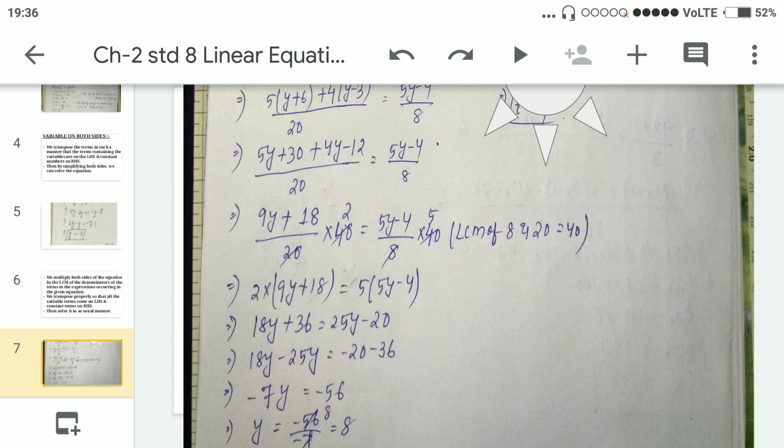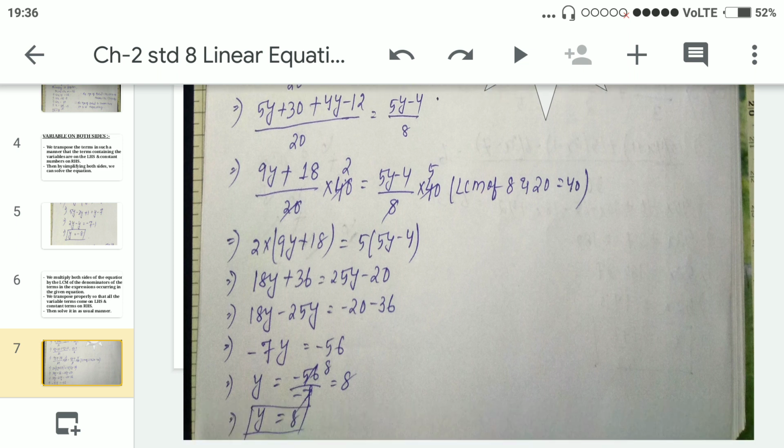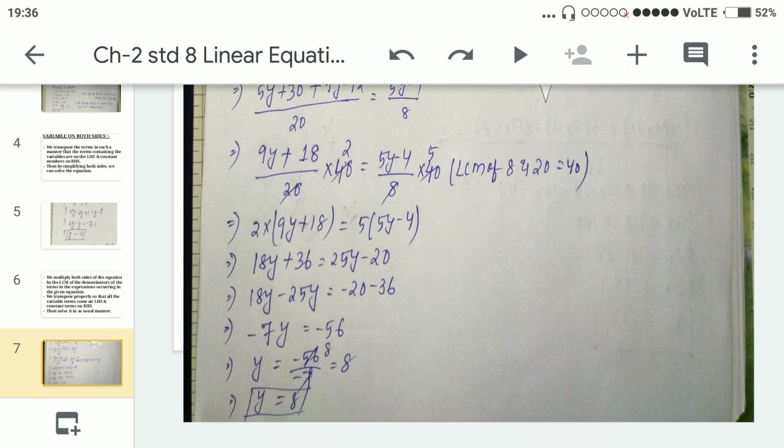Then if I take the LCM of 40, so 20 and 40 will cancel, it will be 2, and 8 and 40 will cancel, it will be 5, and this 2 will multiply with both 9y plus 18, and 5 will multiply with 5y minus 4. So 2 into 9y plus 18 means 2 into 9y is 18y, and 2 into 18, that is 36, and 5 into 5y is 25y, and 5 into 4 is 20.